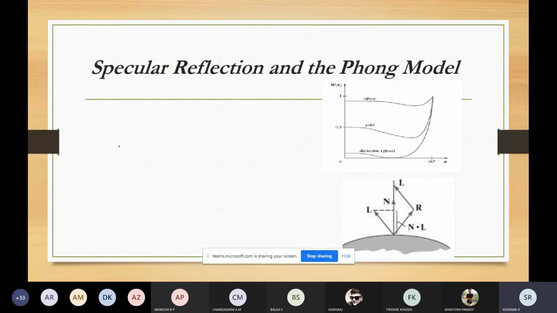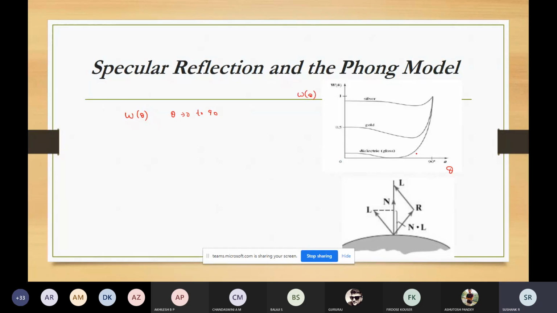For example, you can model the monochromatic specular intensity variation by using a coefficient called W of theta. We will call this the specular reflection coefficient for each of the surfaces. Here also theta will range from 0 to 90 degrees. So this is a plot of theta versus specular reflection coefficient.